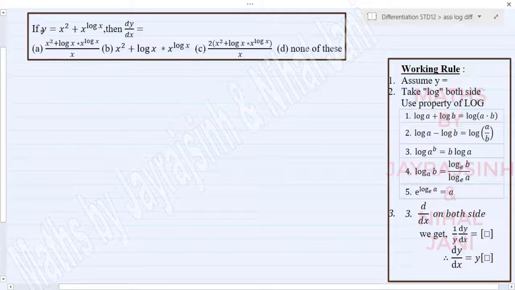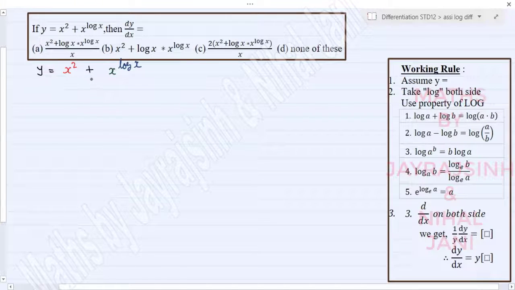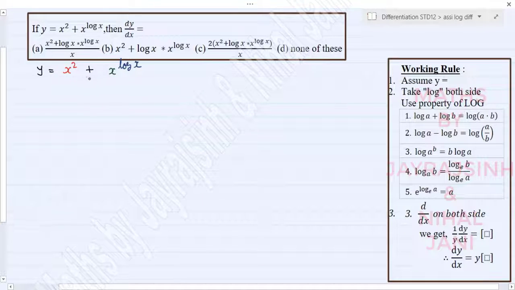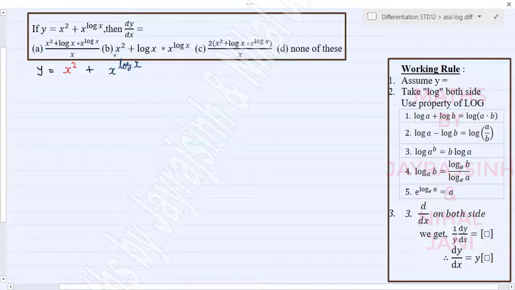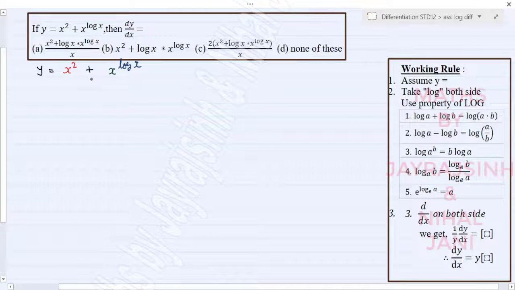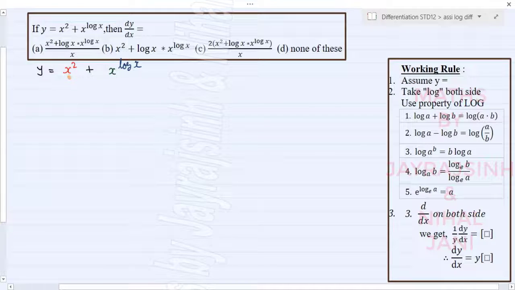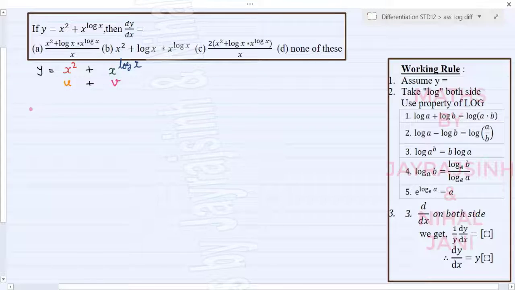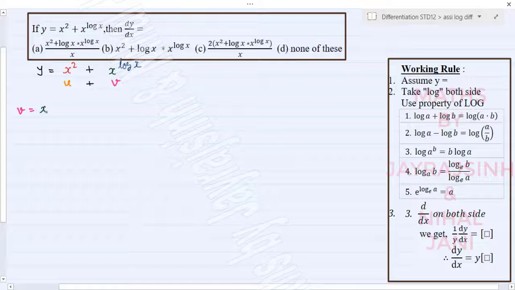Here we have y is equal to x square plus x raised to log x, and we have to find dy by dx. Your y is a combination of two terms, x square and x raised to log x. So to differentiate the second term, we have to apply logarithmic differentiation. So here we have to differentiate these two terms one by one. Consider the first term as u and the second term as v. So let's try to get the differentiation of v, which is your x raised to log x.